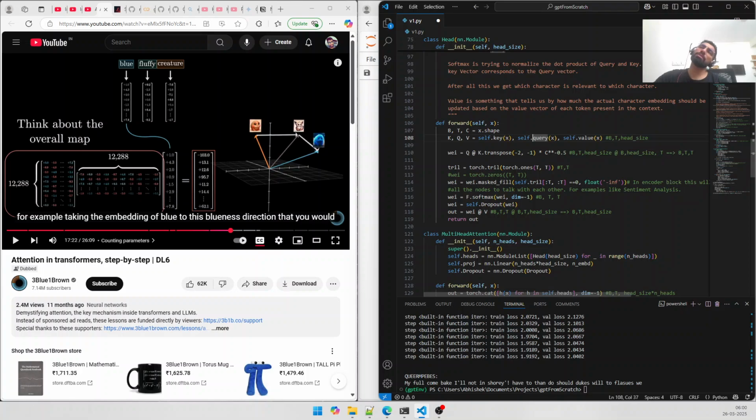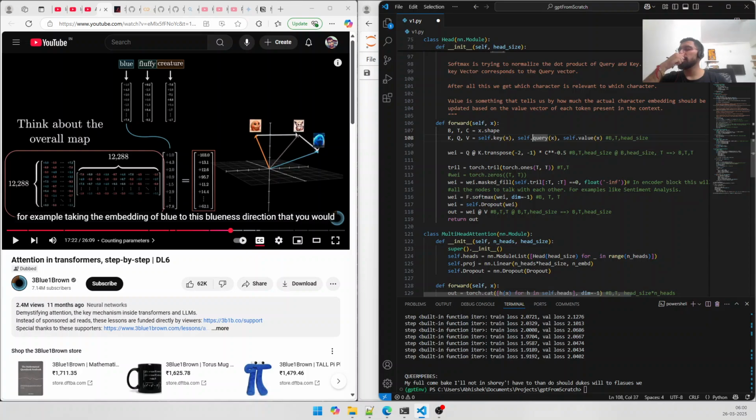First one gives the correlation that is baked into each of the characters, meaning the query that is asking and the key that we are getting. So yeah, that value is there.